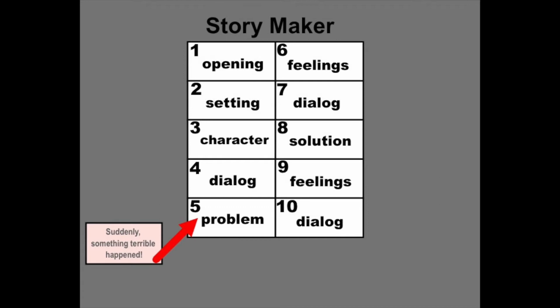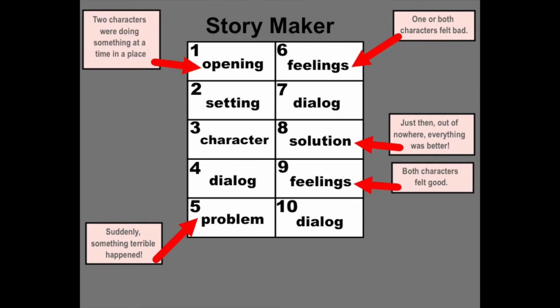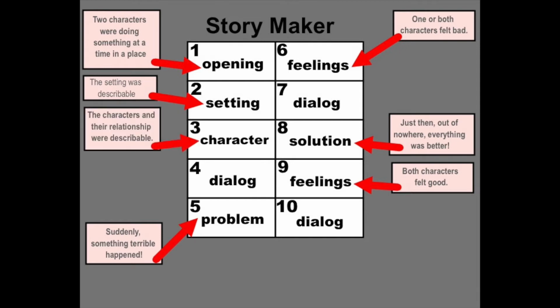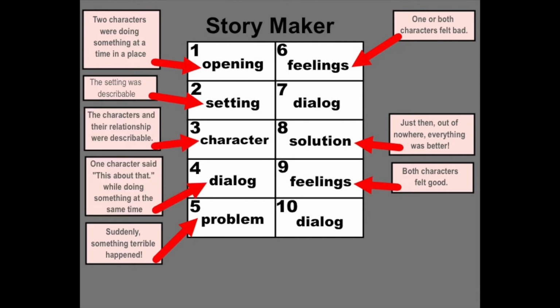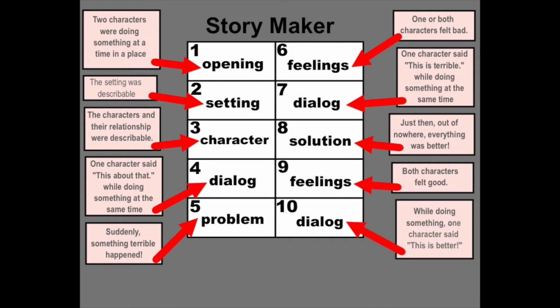Suddenly, something terrible happened. Just then, out of nowhere, everything was better. One or both characters felt bad. Both characters felt good. 2 characters were doing something at a time in a place. The setting was describable. The characters in their relationship were describable. One character said this about that while doing something at the same time. Suddenly, something terrible happened. One or both characters felt bad. One character said this is terrible while doing something at the same time. Just then, out of nowhere, everything was better. Both characters felt good. While doing something, one character said this is better.